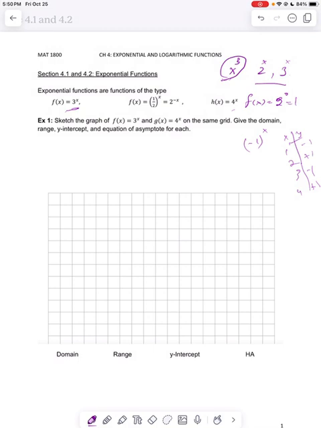So the base has to be greater than 0, and the base cannot be 1. Okay, so we cannot have a 1 for the base. We will see that later. Okay, now let's focus on graphing the exponential function.